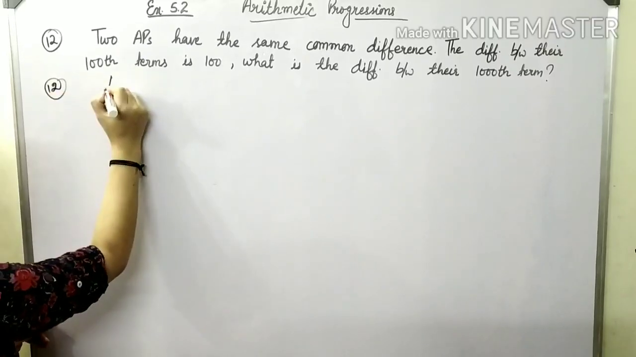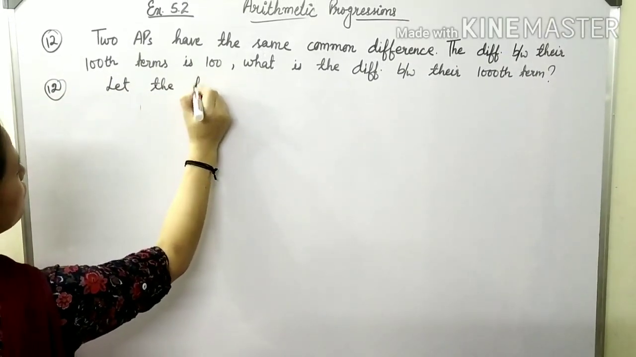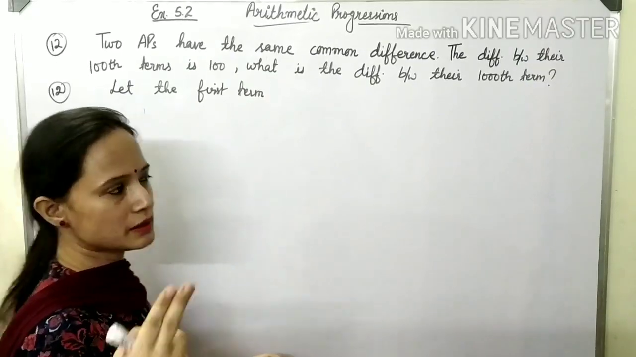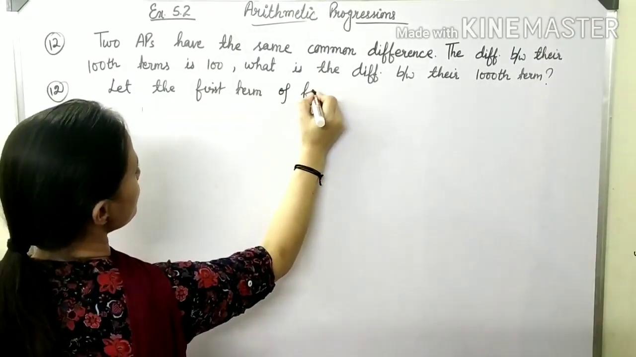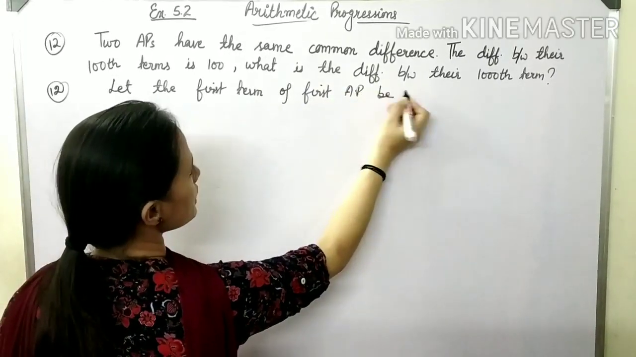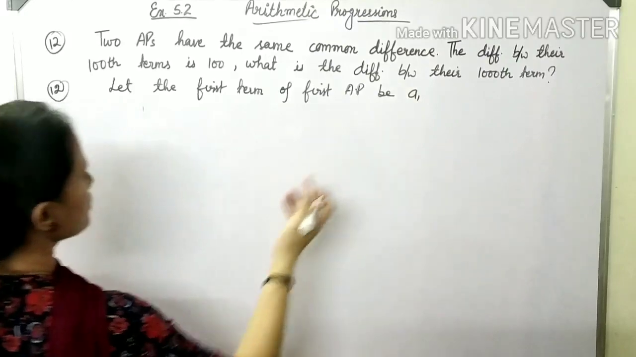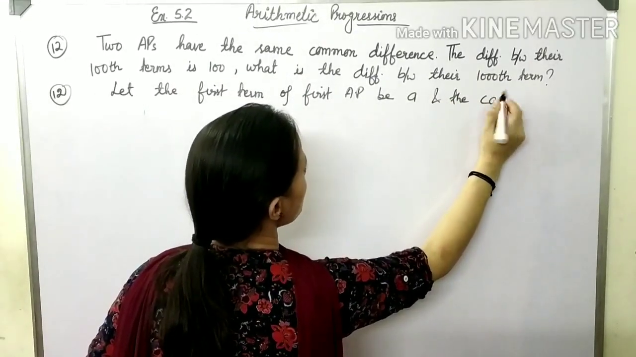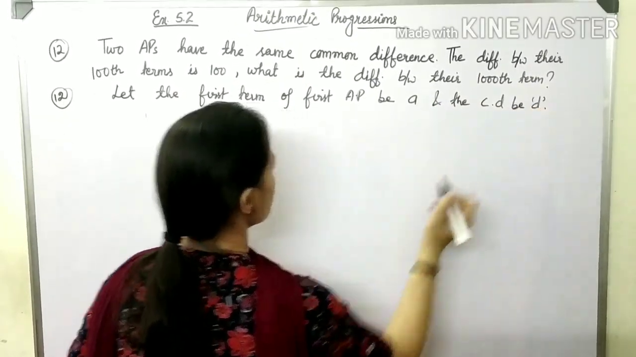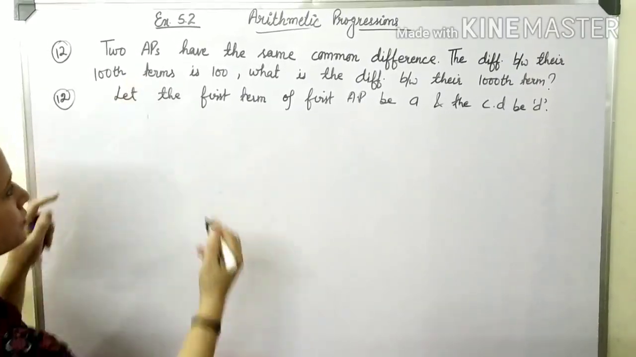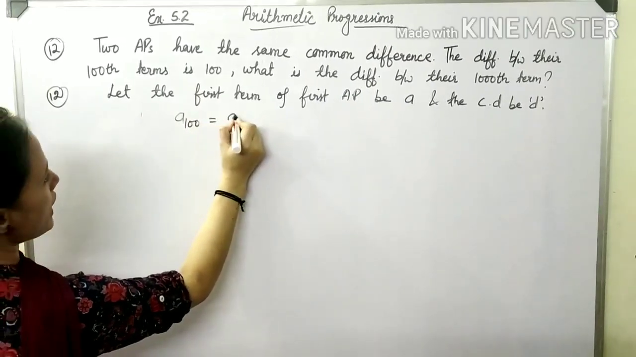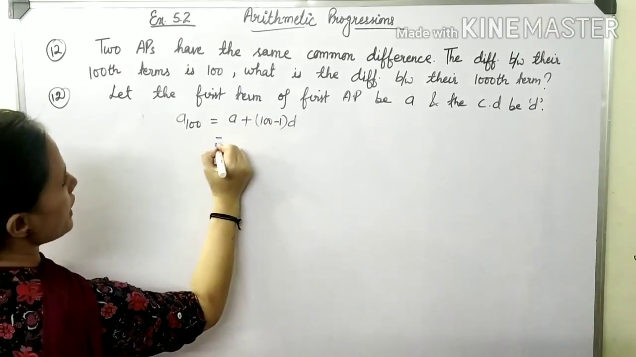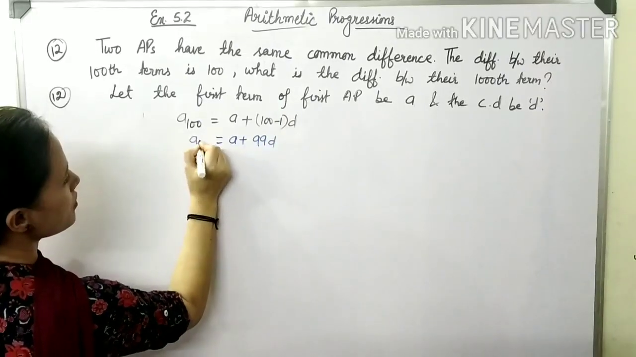So let us take, because you know for any AP we need at least two things, that is the first term and the common difference. Let the first term of first AP be, I am taking A1, you can just write A, and the common difference is D. So what will be the 100th term? That will be A100 is equals to A plus n minus 1, that is 100 minus 1 into D. So we can write this as A plus 99D. This is the 100th term of the first AP.